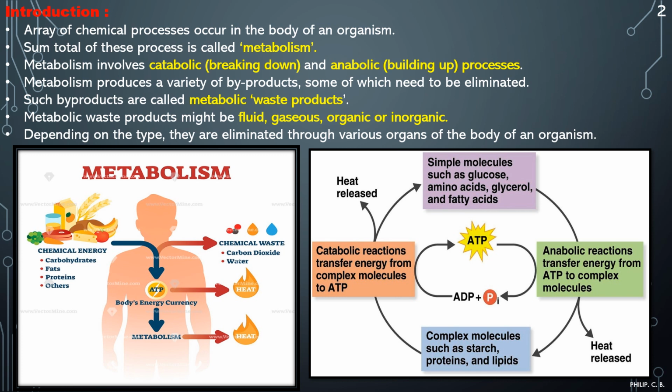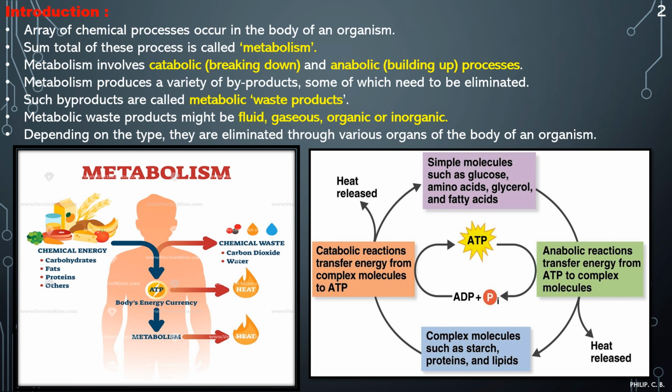Metabolic waste products might be fluid, that is liquid, or gaseous, or an organic or inorganic component. Depending on the type, they are eliminated through various organs of the body of an organism. So in general, as we saw in the first slide, the kidney is the main organ in case of humans and mammals. In other animals, there is nephridia, or in mammals itself, there is skin or lungs, which also eliminate various components from the body.